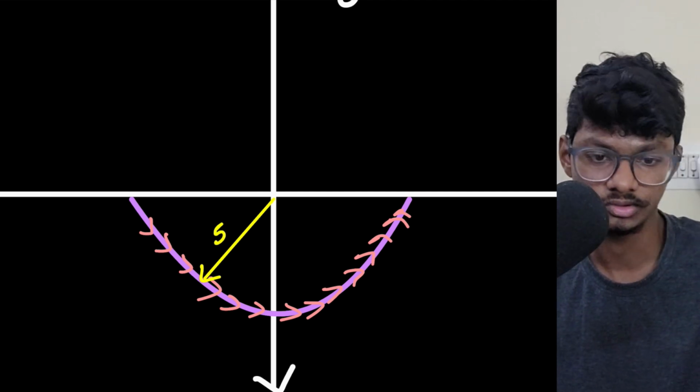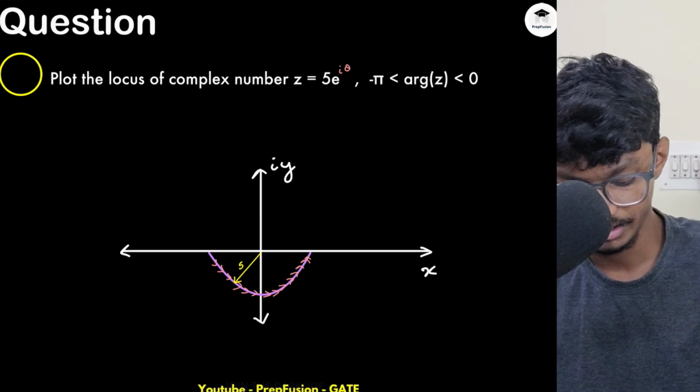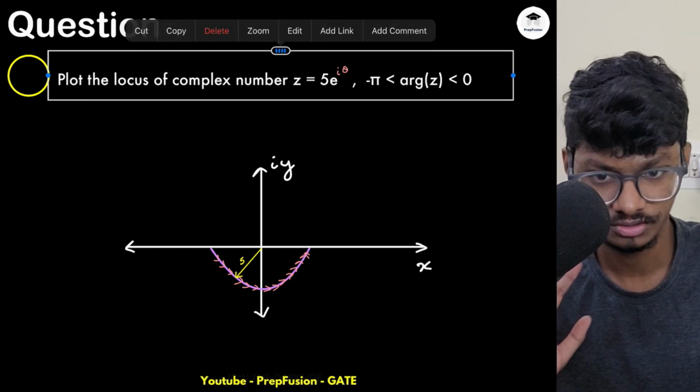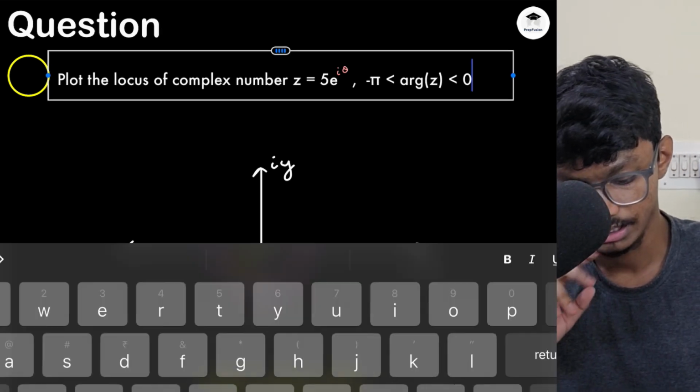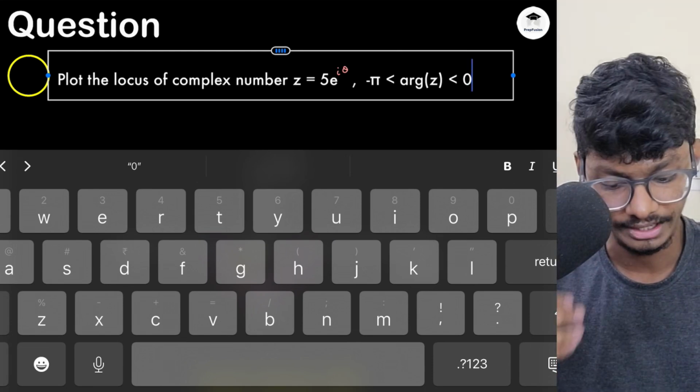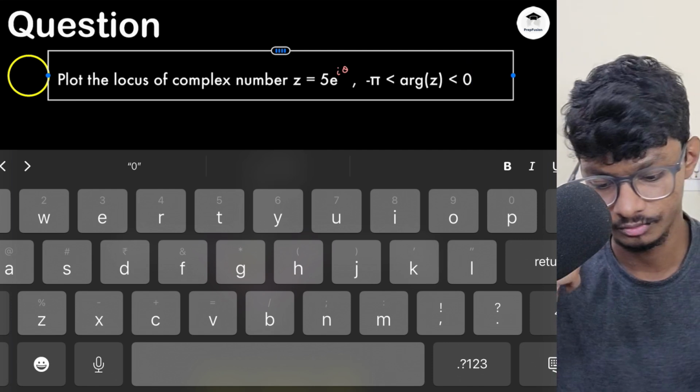Okay, which is always 5 units. So I'm going in the what? Anti-clockwise direction. Right? Yeah, there is one minor mistake over here. I should actually mention the direction, because else students may get confused. They can also go from 0 to minus pi as well. But if nothing is mentioned, by default you will start from this.